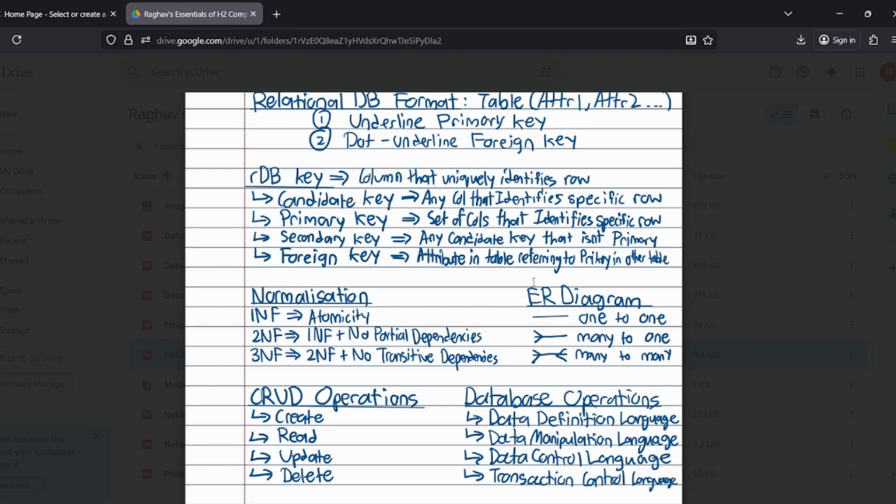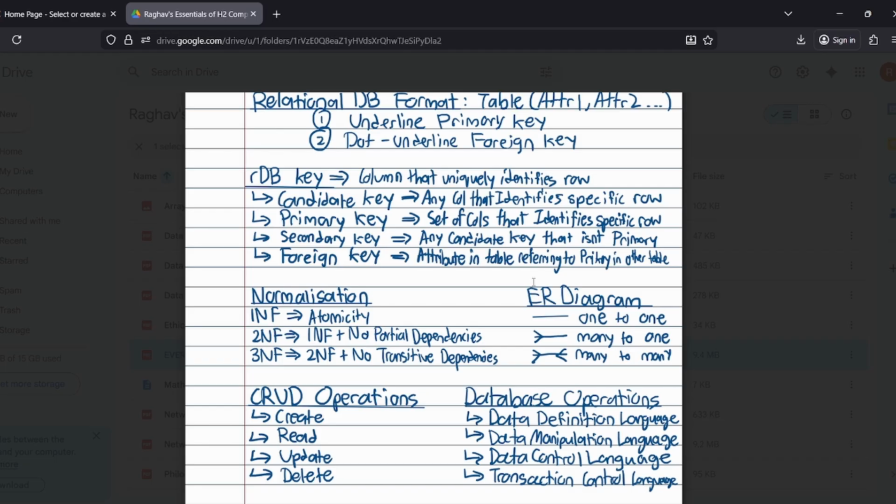Then yeah, 3NF is having 2NF, which means 1NF and no partial dependencies, plus no transitive dependencies. A transitive dependency is kind of like if column X depends on column Y, which depends on column Z, because that's kind of useless. So yeah, keep that in mind. Then we have entity relationship diagrams.